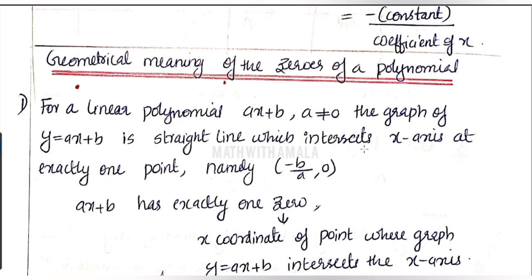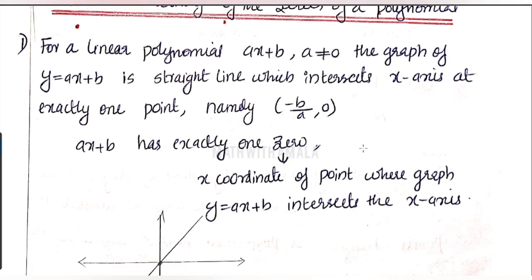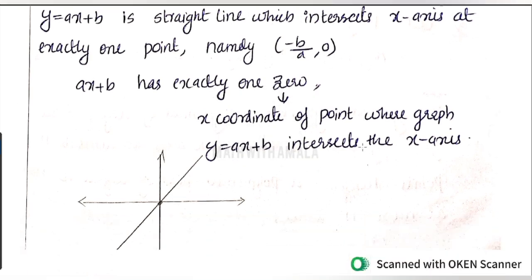Here we are transforming this expression or polynomial into an equation which includes both x and y variables in order to plot in the xy coordinate. Now ax plus b has exactly one 0. Only one 0 is there, that is minus b by a comma 0. That means the coordinate of the solution or the 0 is the x coordinate of the point where the graph y equal to ax plus b intersects the x-axis. So that 0 is found on the x-axis, and that is the x coordinate of the point where the graph y equal to ax plus b intersects.